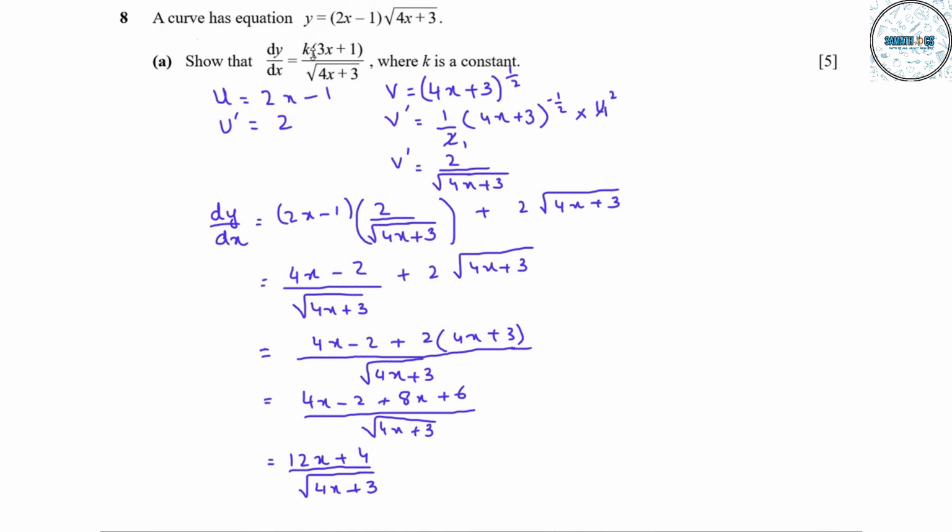As we have to write in this form, k into (3x + 1) upon √(4x + 3), we will take 4 as common from here and we will be left with (3x + 1) upon √(4x + 3), which means k is equal to 4.